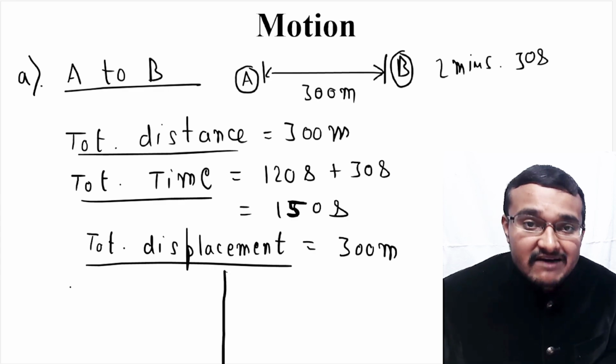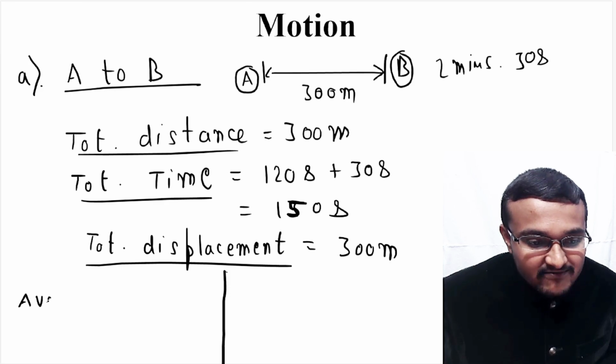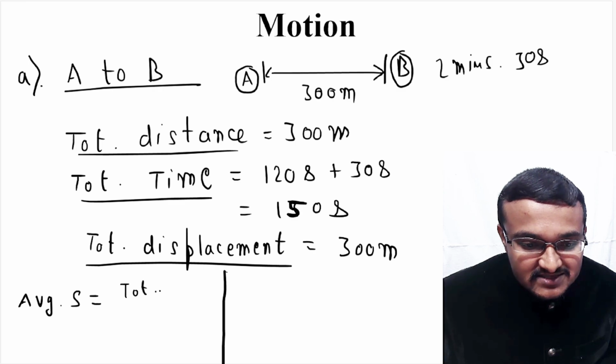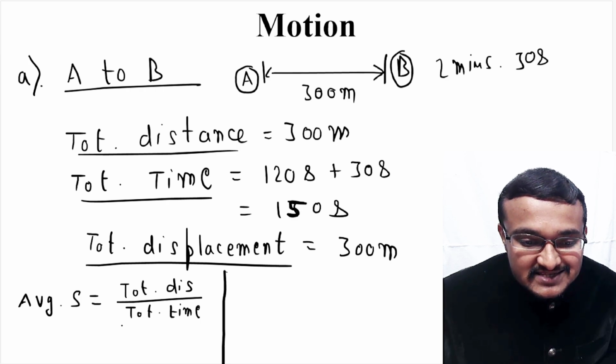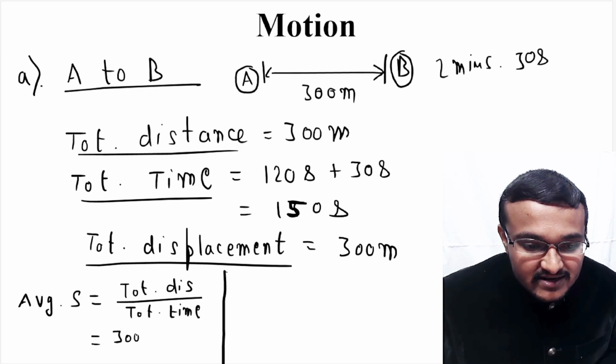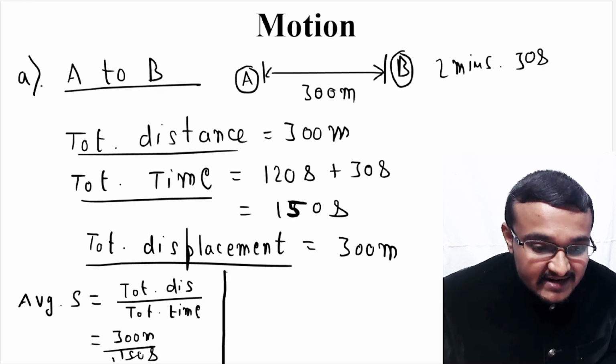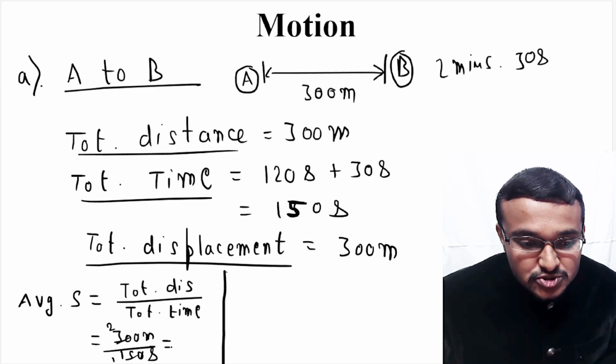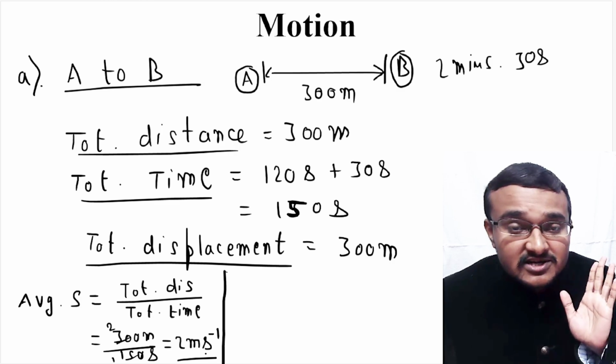So now we have to calculate average speed and average velocity. Average speed will be equal to total distance divided by total time. What is the total distance? Total distance is 300 meter. So 300 meter divided by total time, 150 seconds. In 150 and 300, 0 gets cancelled. 15 ones are 15, 15 twos are 30. So only 2 will be remaining. So the average speed is 2 meter per second. So 2 meter per second is the average speed of this particular Joseph.